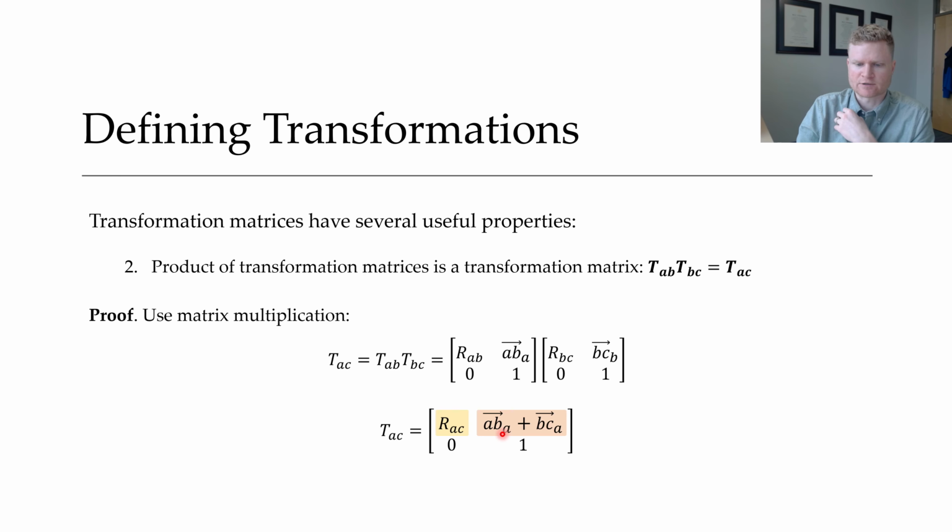And then the position vector has two components, but you can add them together, right? It's got the position from A to B and the position from B to C. If you add those, you get the overall position from A to C written in frame A. So I've got the rotation and the position of frame C with respect to frame A, and that matches what I would hope for from this transformation matrix.